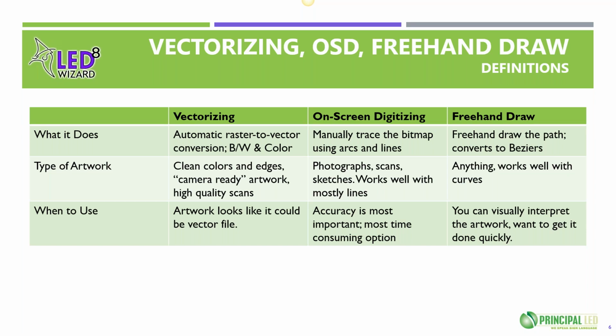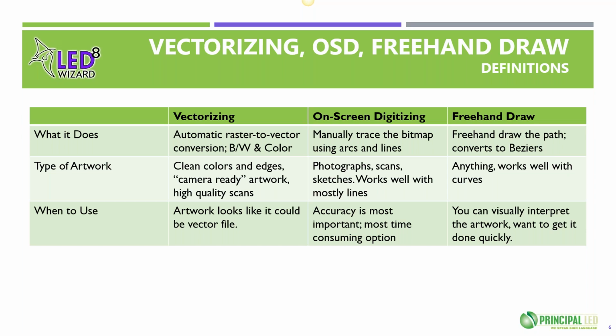And then freehand draw is, like the name implies, you're basically just drawing the path with the mouse. You can draw lines, but for the most part, you're an artist, just tracing over the artwork. And as you draw that path, it converts it to Bezier curves. By doing that, it smooths it out a little bit, it makes it a little bit more even. This is a new tool in LED Wizard 8, and it's a great way to handle some of these kinds of files.